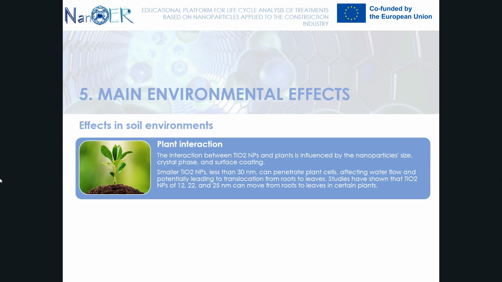Concerning plant interaction, the interaction between CO2 nanoparticles and plants is influenced by the nanoparticle size, crystal phase, and surface coating. Smaller CO2 nanoparticles, less than 30 nanometers, can penetrate plant cells, affecting water flow and potentially leading to translocation from roots to leaves. Studies have shown that CO2 nanoparticles of 12, 22, and 25 nanometers can move from roots to leaves in certain plants. Terrestrial plants collect CO2 nanoparticles from the soil and store them in stems, leaves, and fruits, which promotes germination and root expansion.